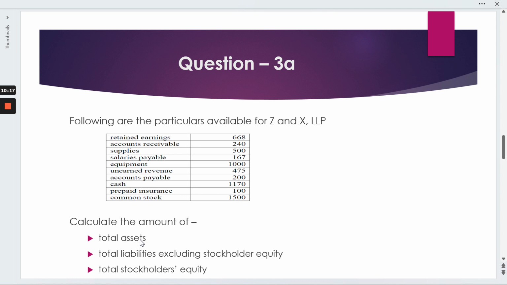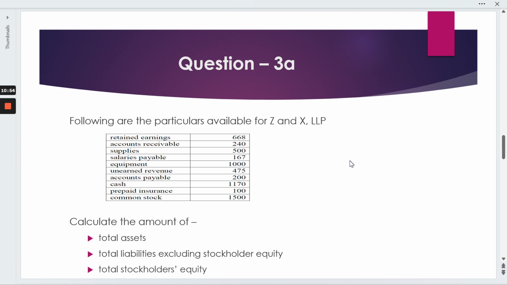So let's see one by one. If I talk about the first term, if you talk about the asset, so asset comes retained earnings. Yeah, sorry, accounts receivable is a part. Maybe the retained earnings comes under the part of liability. The second is accounts receivable, that comes under the asset. Then the third one is supplies, which is again a part of your asset. Then the next one is salary payable, that would be your liability. Then the next is equipment, which is your asset.